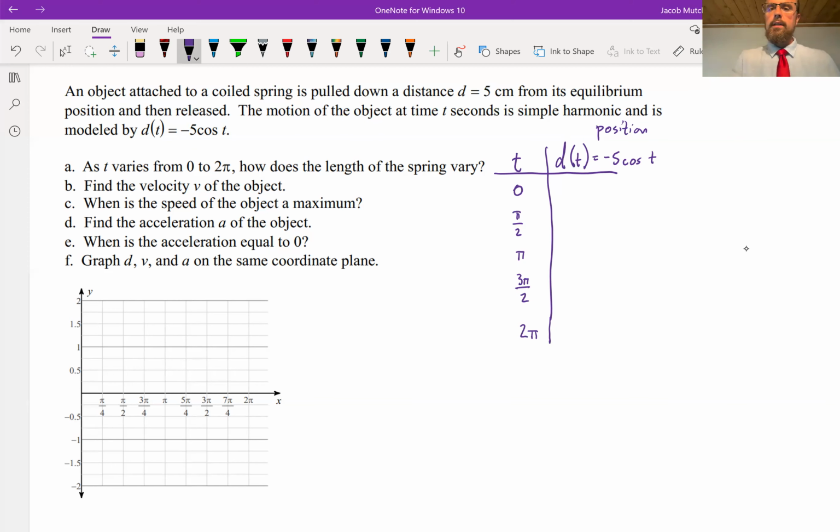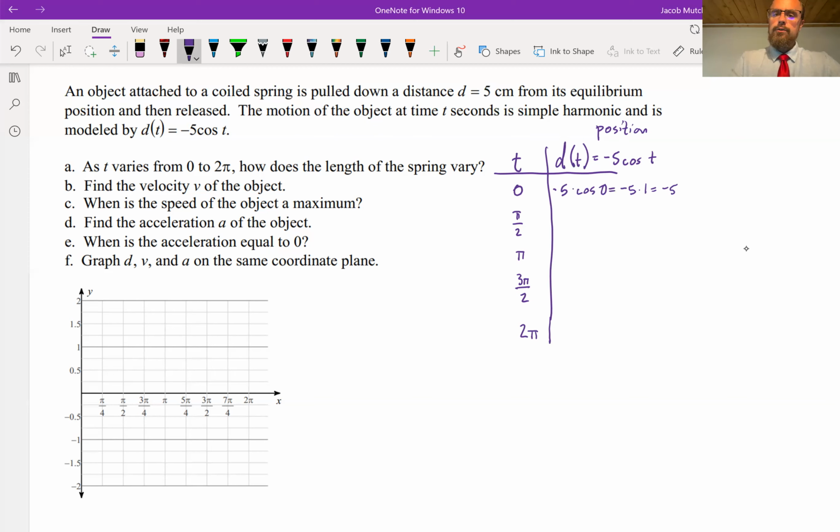So we'll calculate here. I'm going to plug in 0 for time. So -5 times cosine of 0. Cosine of 0 is 1. So that's -5 times 1, which is -5. And that makes sense. That's the position 5 centimeters below equilibrium.